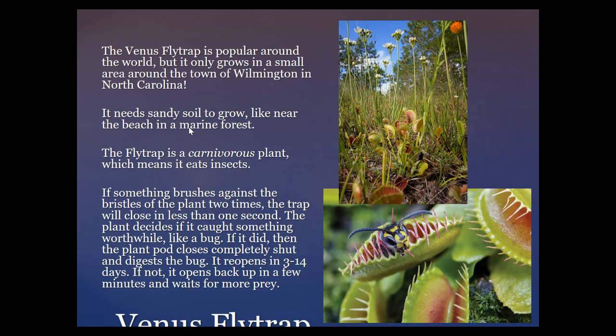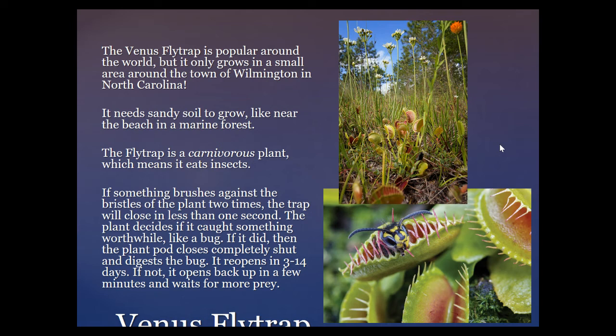So if an insect is flying by and it brushes against the bristles of the plant 2 times, you can see in the pictures at the bottom the bristles. And if it brushes against it 2 times, the trap will close really fast in less than 1 second. And the plant has to decide if it caught something that was good, like a bug that it can eat, or if it closed on maybe some trash that was floating, or if it closed on accident. So it makes that decision.